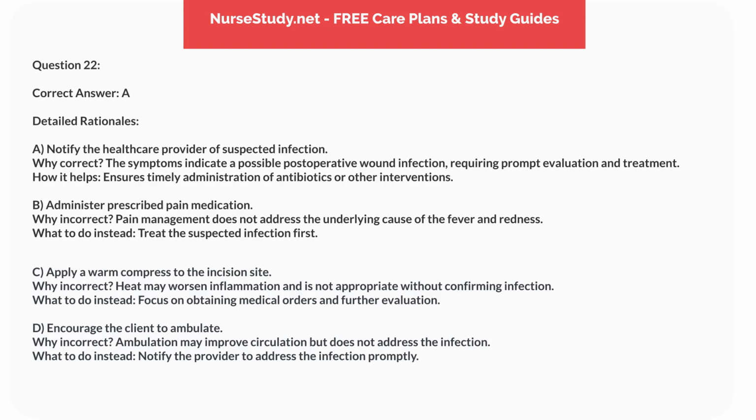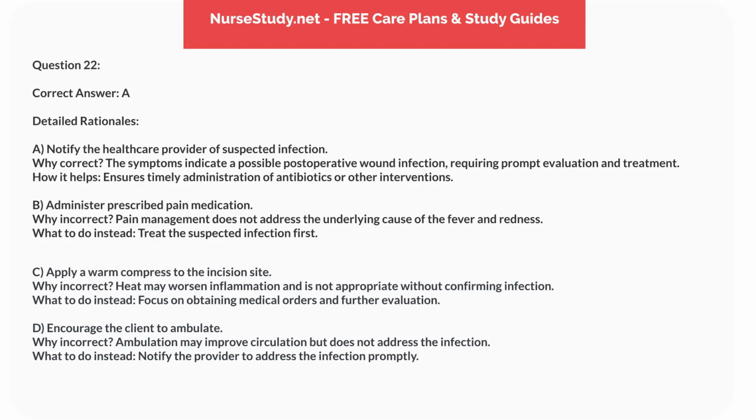Detailed rationales. A. Notify the healthcare provider of suspected infection. Why correct? The symptoms indicate a possible postoperative wound infection, requiring prompt evaluation and treatment. How it helps: ensures timely administration of antibiotics or other interventions. B. Administer prescribed pain medication. Why incorrect? Pain management does not address the underlying cause of the fever and redness. What to do instead: treat the suspected infection first.